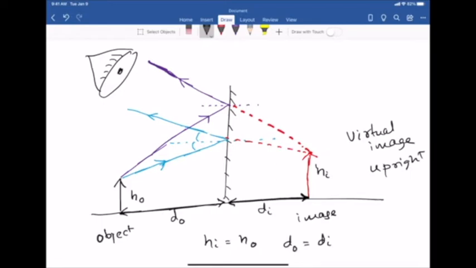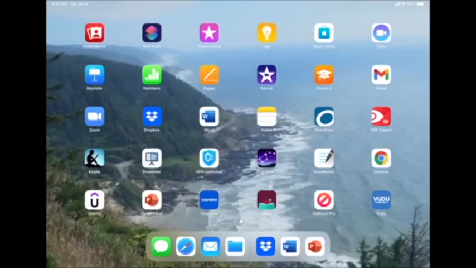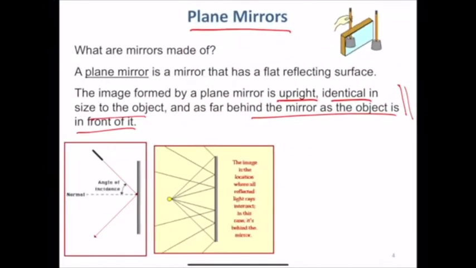And so that's really all there is to how images are formed by plane mirrors. And that is why when you look in a mirror, you see a reflection of yourself behind the mirror.